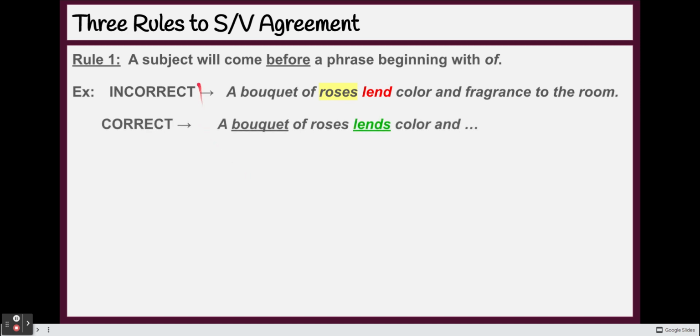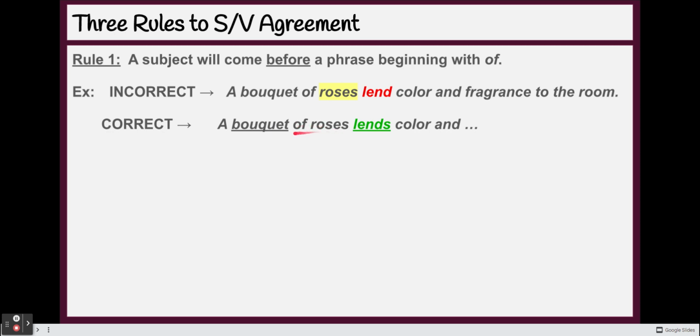So rule number 1. A subject will come before a phrase beginning with of. So, when we say a bouquet of roses lend color and fragrance to the room, what's going on in this sentence is that the writer has matched the verb lend with the word roses. But the problem with the sentence is that the roses is not the subject of the sentence. It's about the bouquet. So the bouquet is our subject. Our verb has to match the subject.